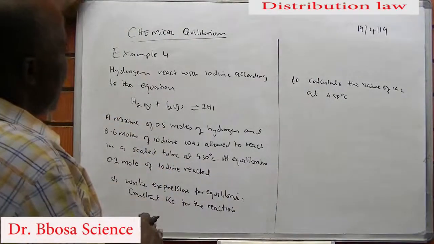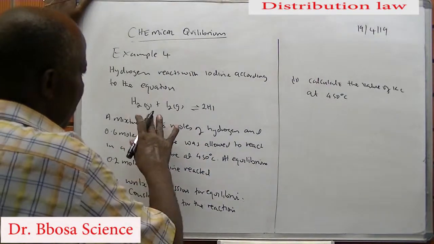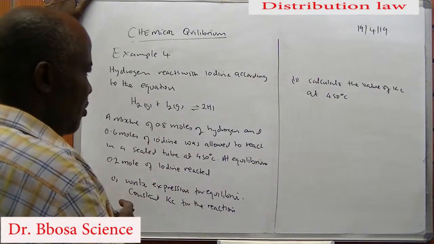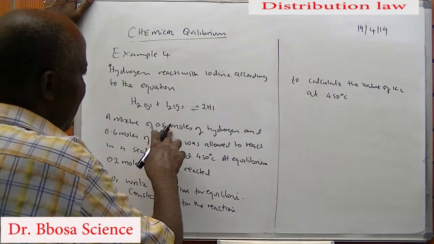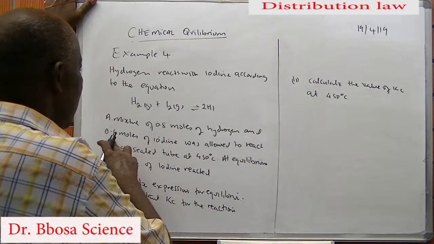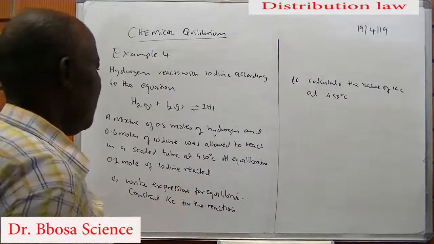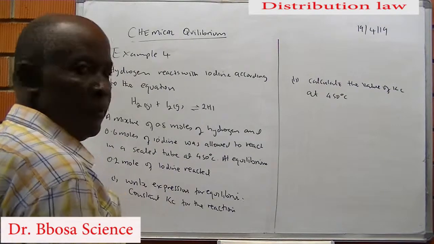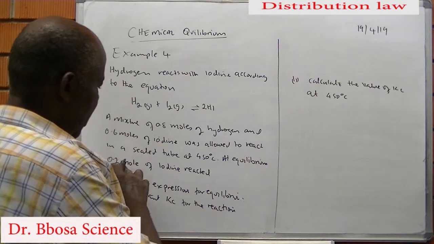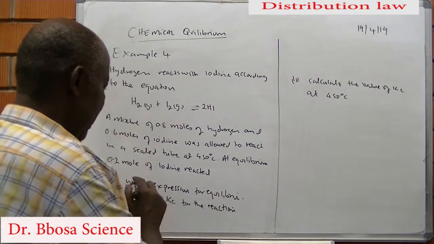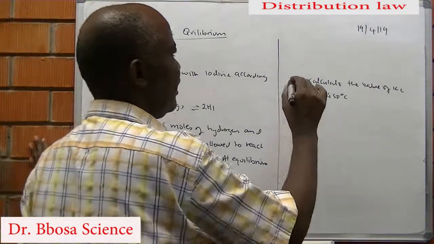Example 4. Hydrogen reacts with iodine according to the equation hydrogen plus iodine is equal to hydrogen iodide. A mixture of 0.8 moles of hydrogen and 0.6 moles of iodine were allowed to react in a 3 decimeter tube at 450 degrees Celsius. At equilibrium, 0.2 moles of iodine reacted. 1. Write the expression for the equilibrium constant, Kc.